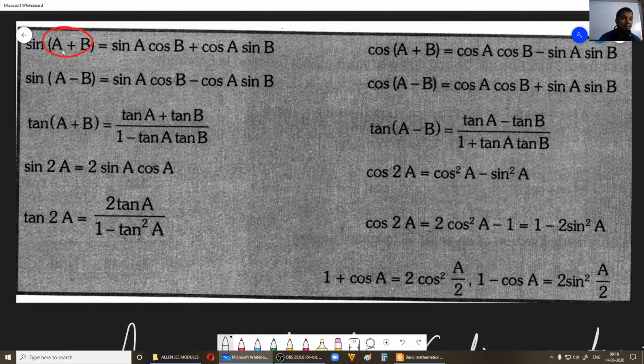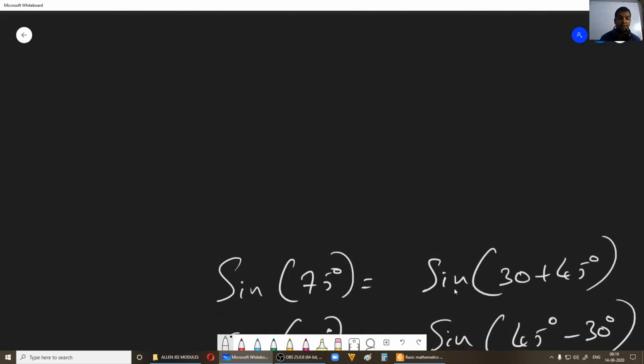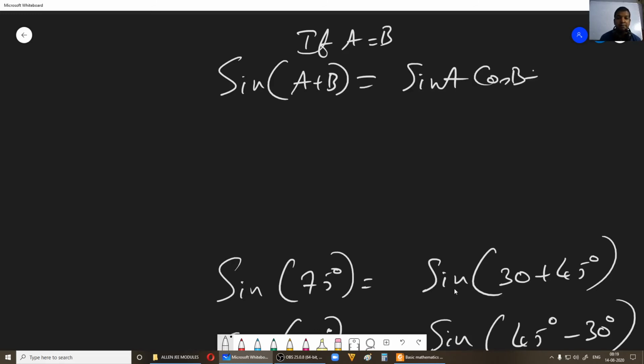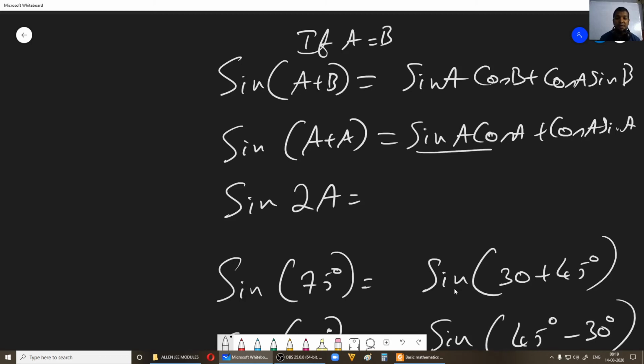Now this is easy. What happens if a and b are the same? Sine 2a I'll do, and for cos 2a you just try to understand. If a is equal to b, sine of a plus b we write as sine a cos b plus cos a sine b. So sine of a plus a will be sine a cos a plus cos a sine a. Now what is sine of a plus a? Sine 2a will be equal to 2 sine a cos a.